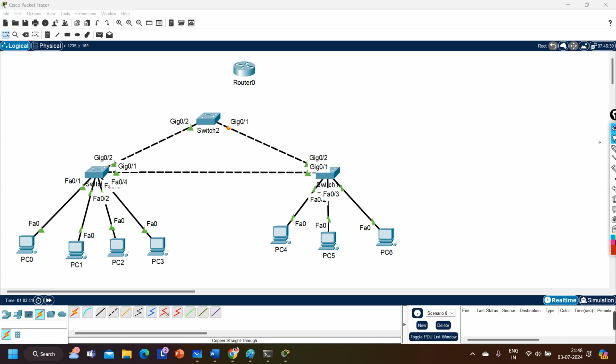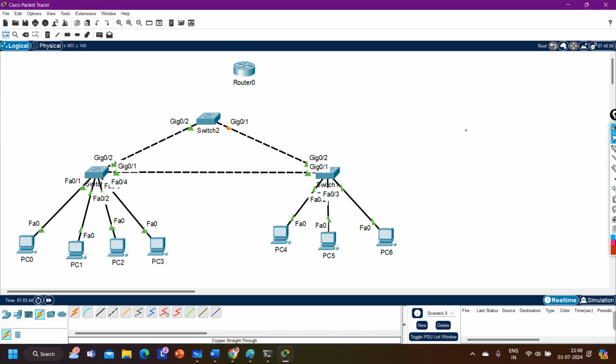Getting my point, what I am trying to teach you, guys? According to the requirement, you should connect the devices, yes or no? So I'm going to remove the Giga and connect Fast Ethernet 0/1. But is there any benefit of doing this? No, because the router doesn't have a giga interface.